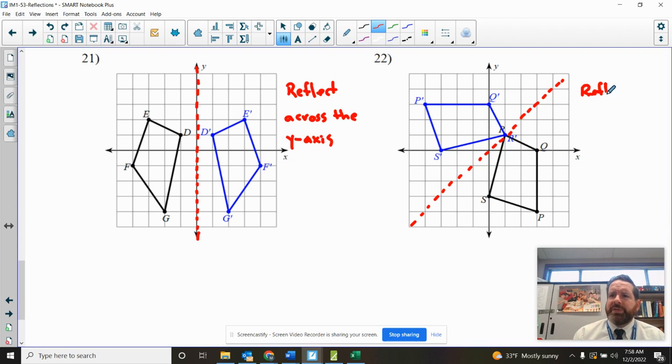So a reflection across that diagonal, across the line, y equals x. And there you have it.